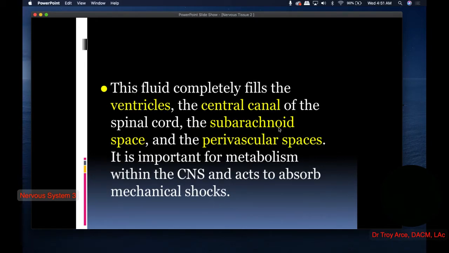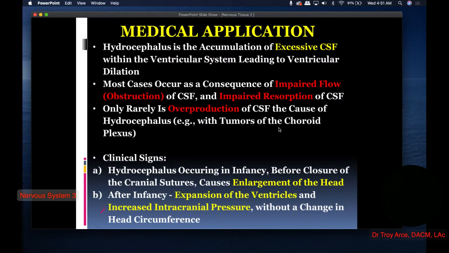And this fluid completely fills the ventricles and the central canal of the spinal cord, the subarachnoid space, and the perivascular spaces. It is important for metabolism within the central nervous system and acts to absorb mechanical shocks, which is also a primary function. And what is our medical application?